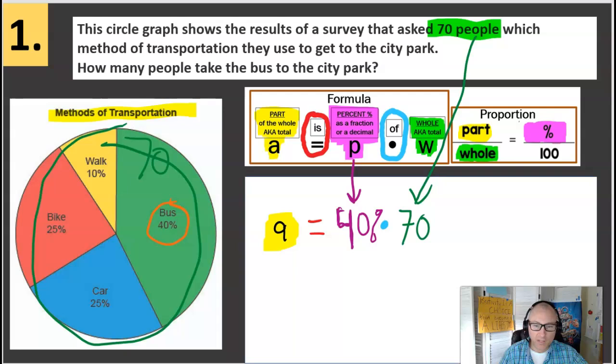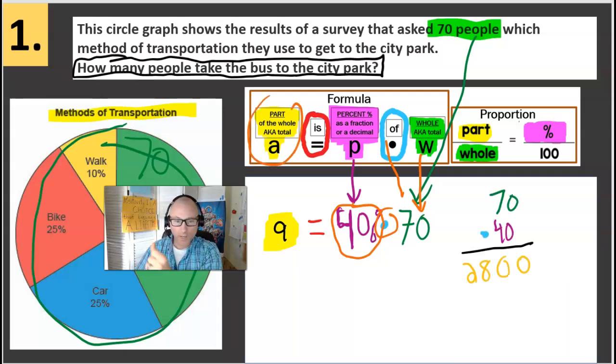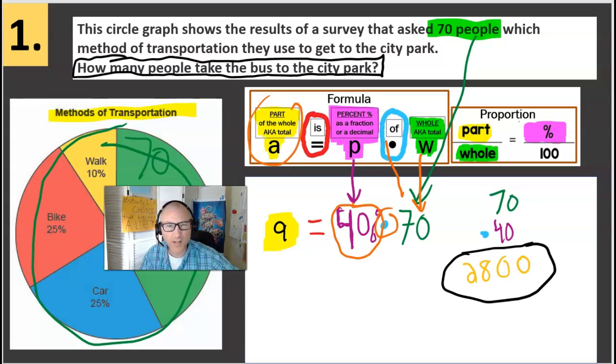So what is 40% of 70? 40% of 70. That's like this. 40% of is always multiplication of 70. So that'll give us the part that we're looking for. And like magic, there it is. 2,800. 2,800 what? What was that question?